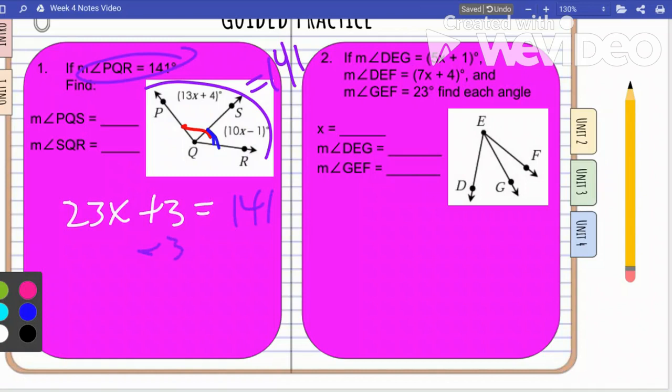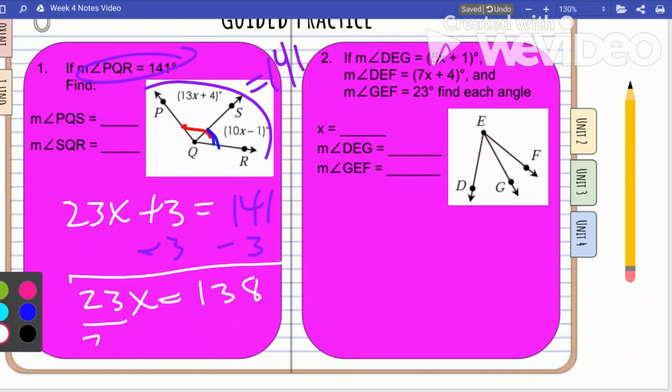So we're going to subtract 3 from both sides. 23x equals 138. Divide by 23 on both sides. We get x equals 6.